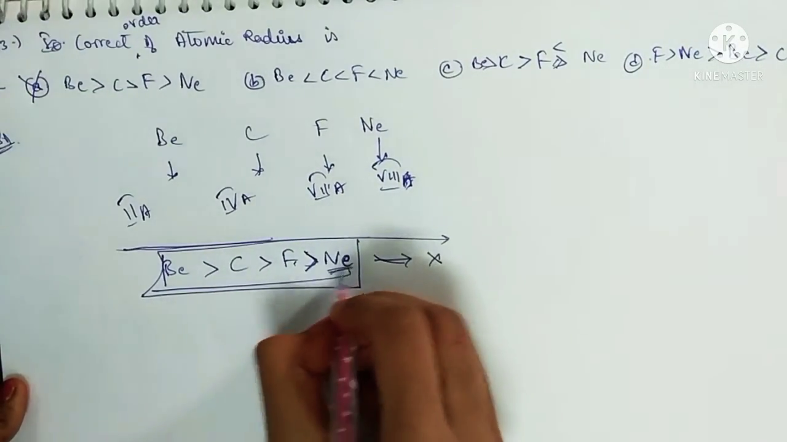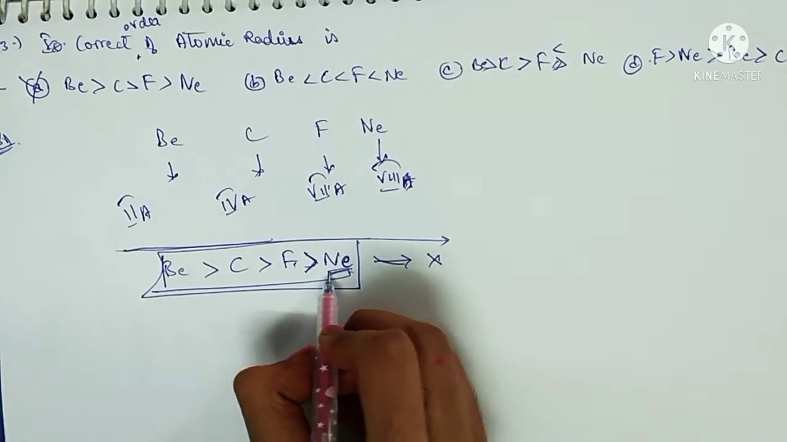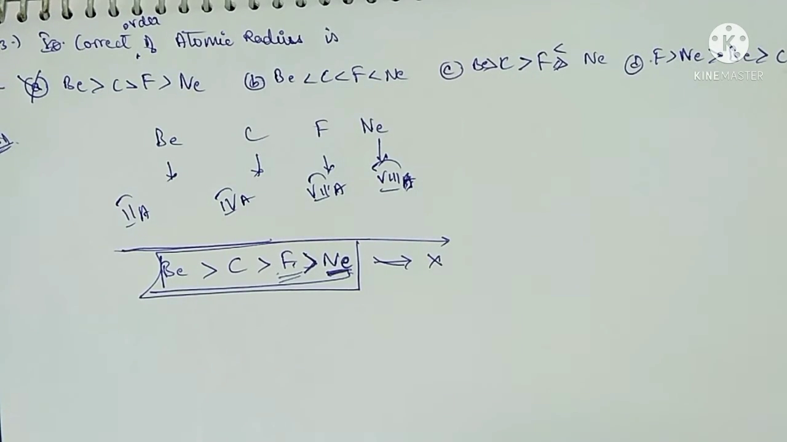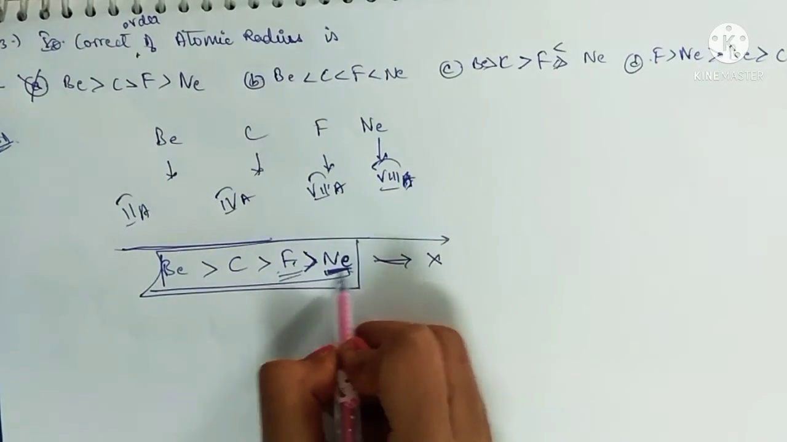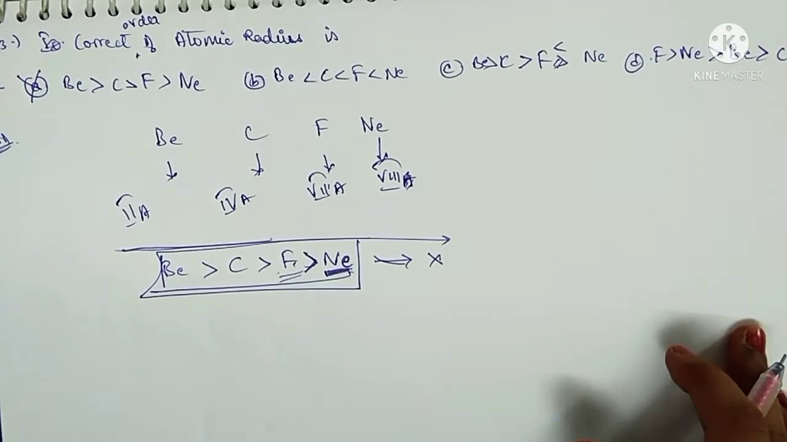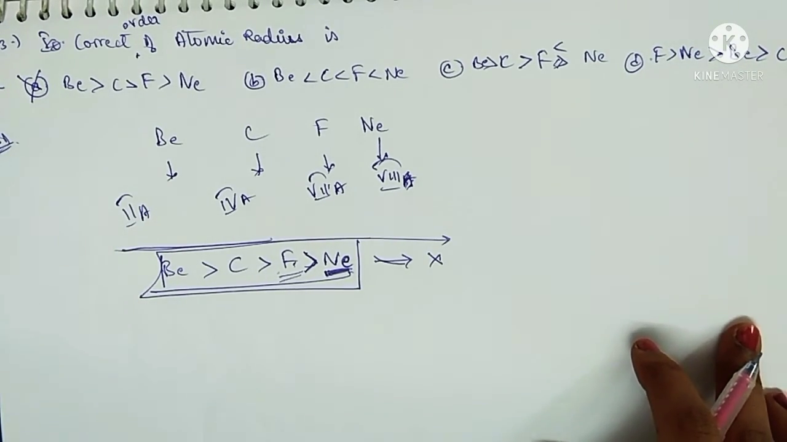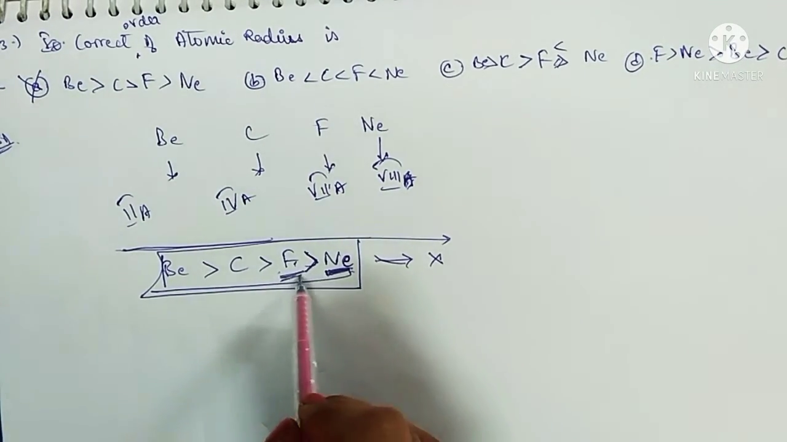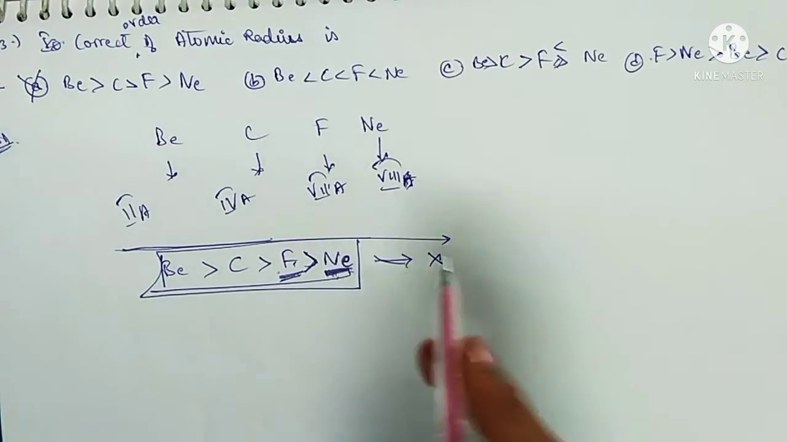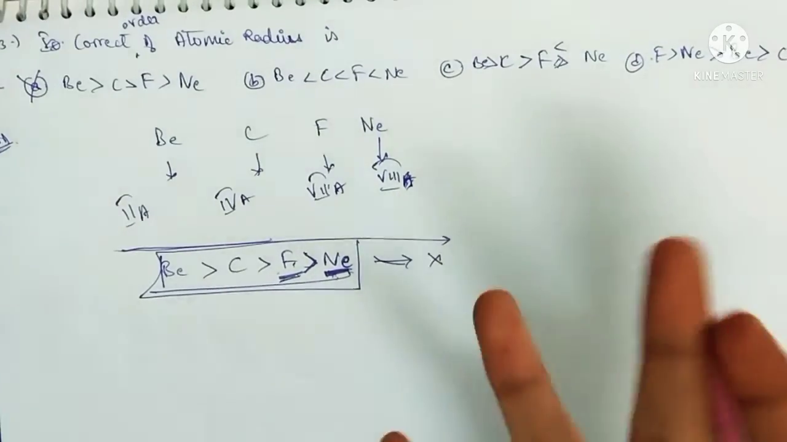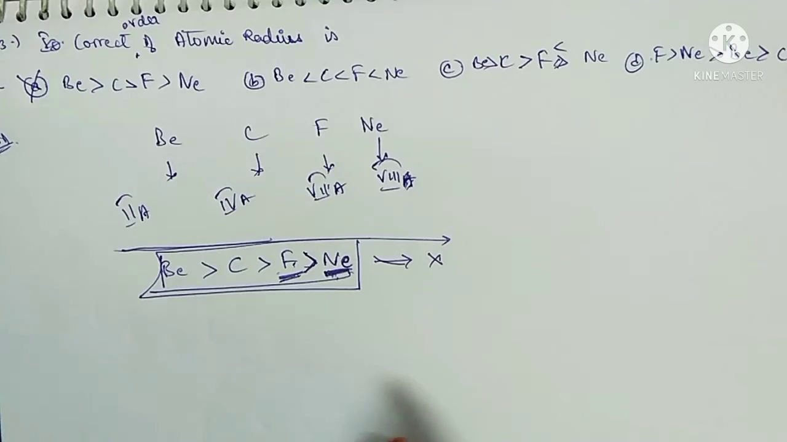The 8th group elements have an exception: they have more atomic radius than the 7th group. See, the nuclear charge across the period increases. But coming to the 8th group elements, these have no effective nuclear charge between the electrons. As they have no nuclear charge, the atomic radius will be greater than that of the 7th group elements. 7th group elements have the greatest nuclear charge, but the 8th group elements don't have it. That's the reason why they have more radius than the 7th group elements.